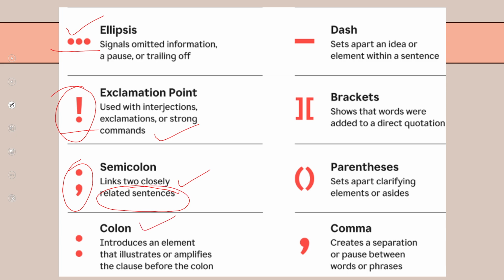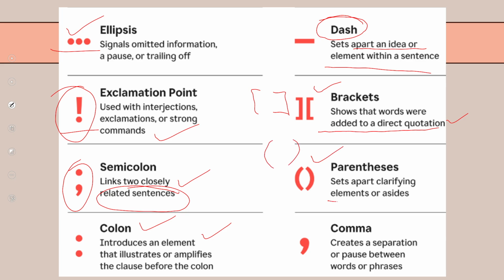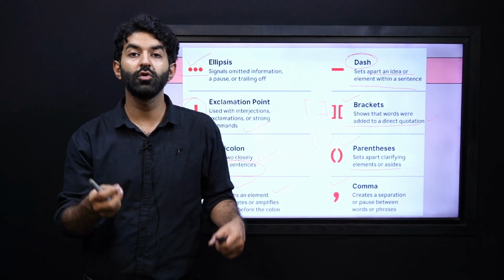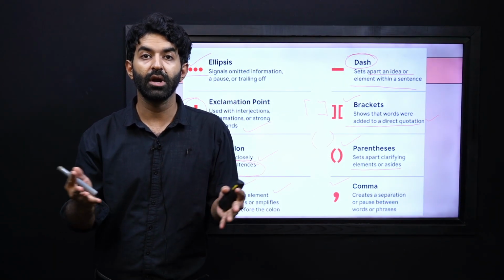Colon is for introducing a list, introducing elements, and we use dash to separate, set apart an idea or element within a sentence. Brackets are used where we add to a direct quotation. So these square brackets are used, and parentheses, these round brackets, are used for additional information, and commas are also used for small pauses or introducing different things together separated by a comma.